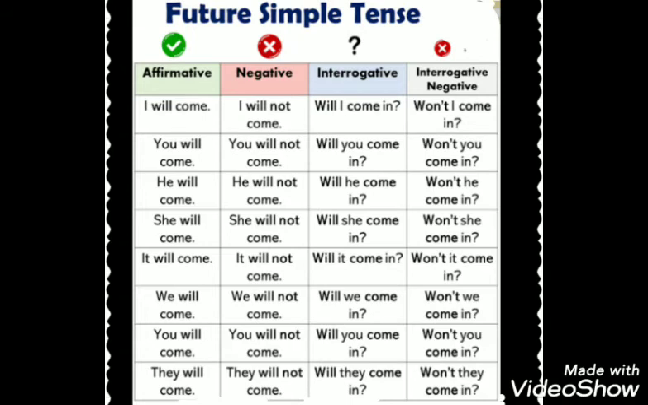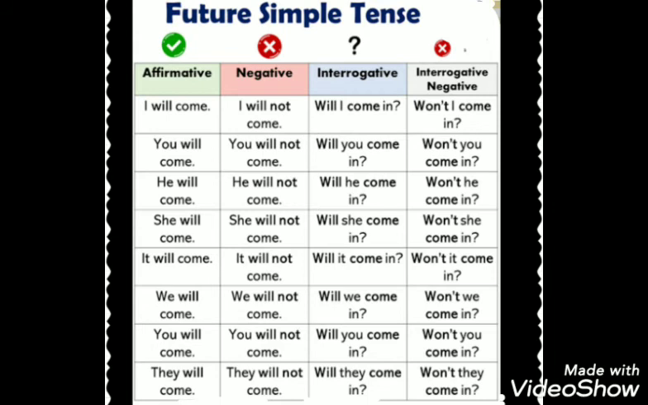Now affirmative, negative, interrogative and interrogative negative questions. Let's see. I will come, it's a positive sentence. I will not come, it's a negative sentence. Will I come in is an interrogative question. If I have to change it to interrogative negative question, we say won't I come in? Understand, children? Will not can also be written as won't. Shall not can also be written as shan't. This also we have done it last year, isn't it, children?